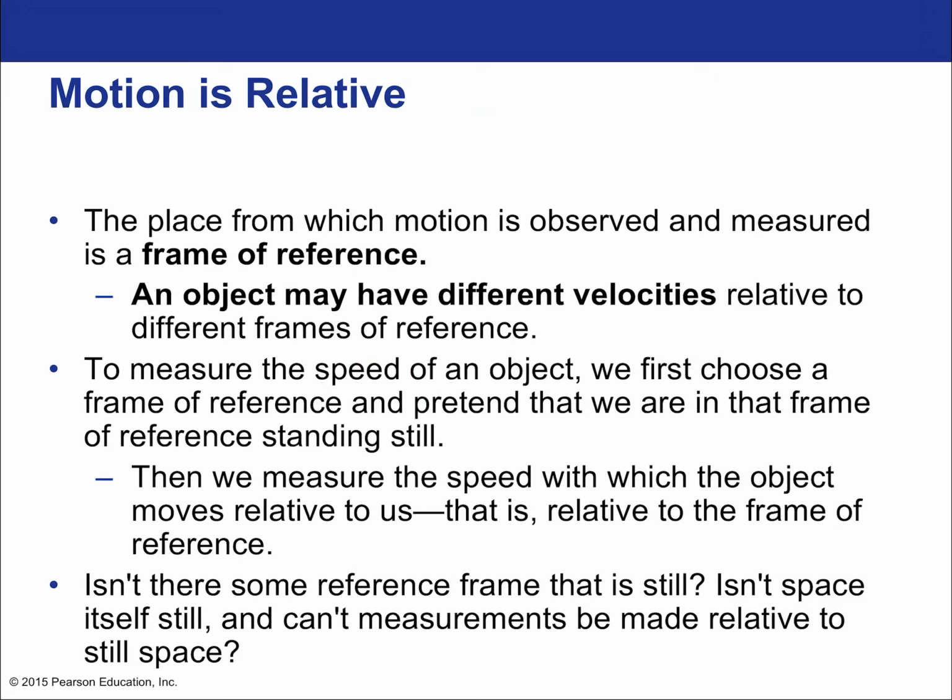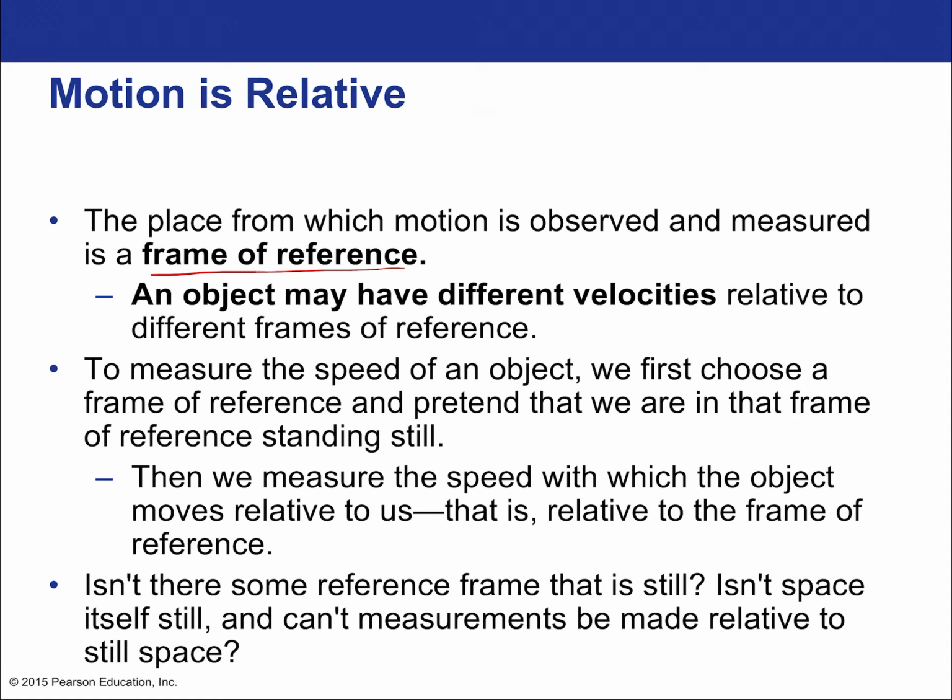Motion is relative. The place from which motion is observed and measured is a frame of reference. That's the technical term for it. An object may have different velocities relative to different frames of reference. So you are at rest relative to your chair, if you're sitting in a chair, but you are in motion relative to the sun because the Earth is in orbit around the sun. So that's a case of relative velocity: 0 in one reference frame, definitely not 0, about 10,000 meters per second, 10 kilometers per second, in another reference frame, the orbital reference frame.